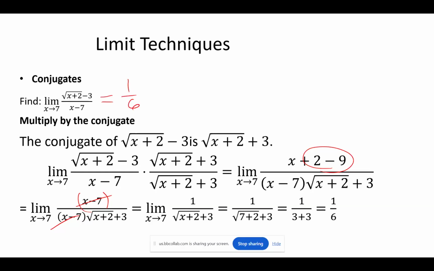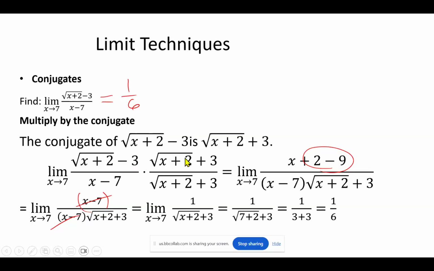Now, when I started the question, I did not even try to substitute the 7 directly into the original fraction. But if you do, you will realize that you get undefined as well. So you get 0 divided by 0, which means you've got to try something else. You cannot just substitute here. And the way that you can simplify that fraction is by multiplying by the conjugate.